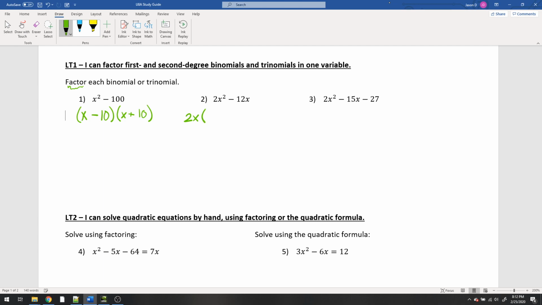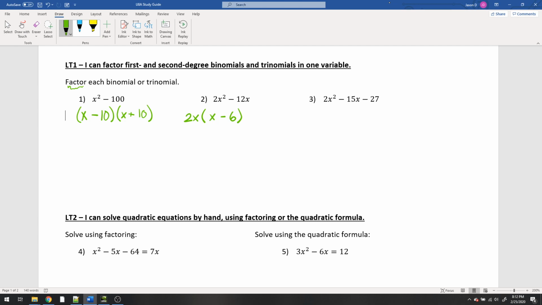And we're going to pull the GCF out of this expression. And that leaves behind x as the first term and 6 as the second term. And this is completely factored. This is 2 things that are multiplied together.